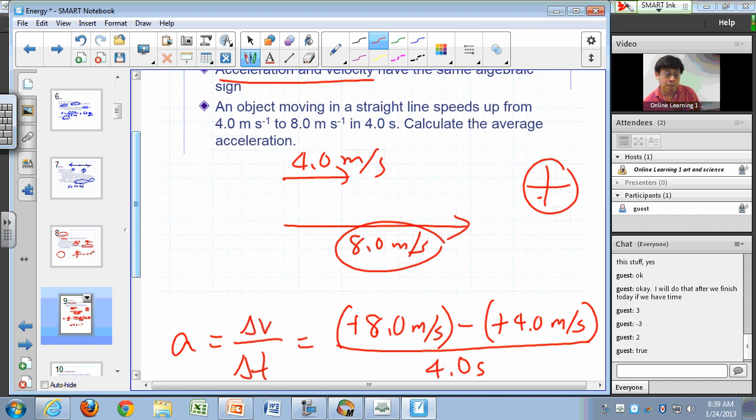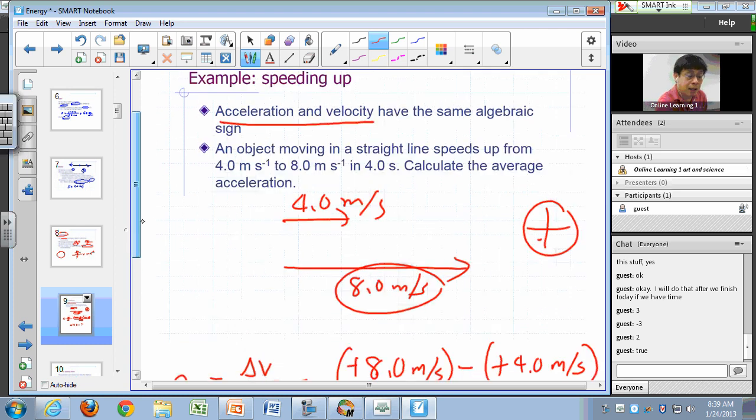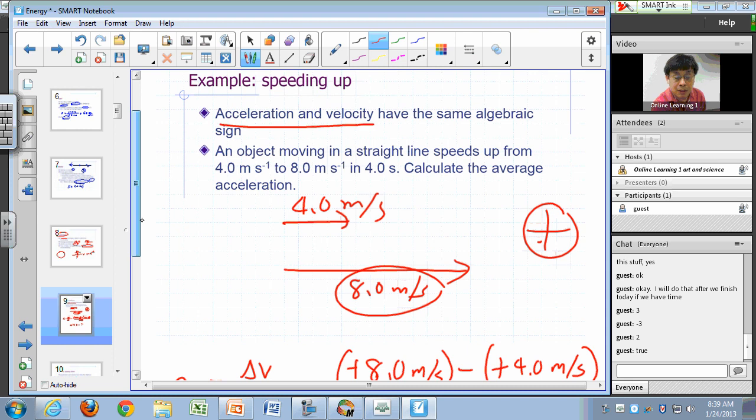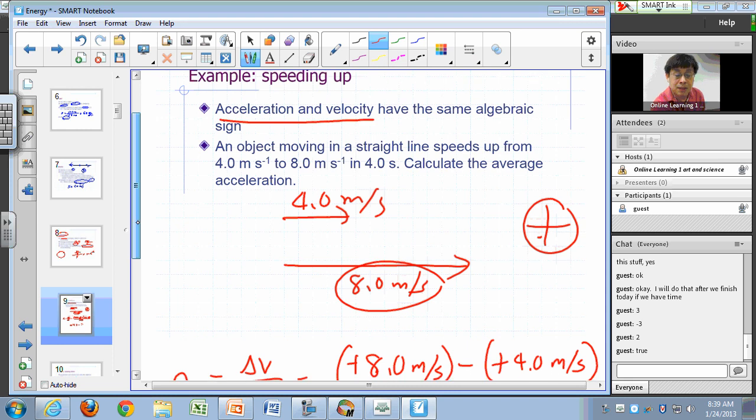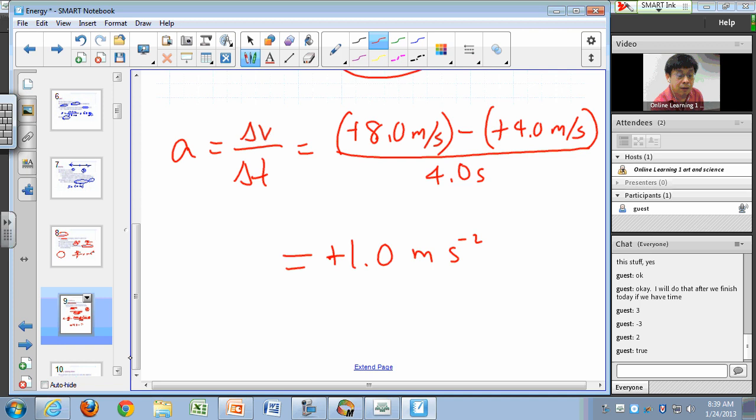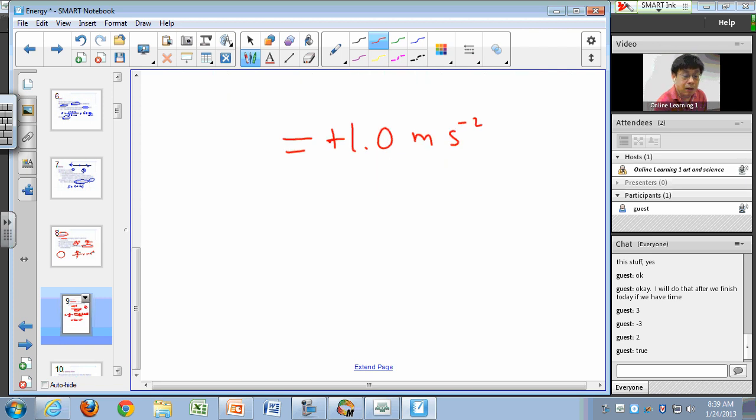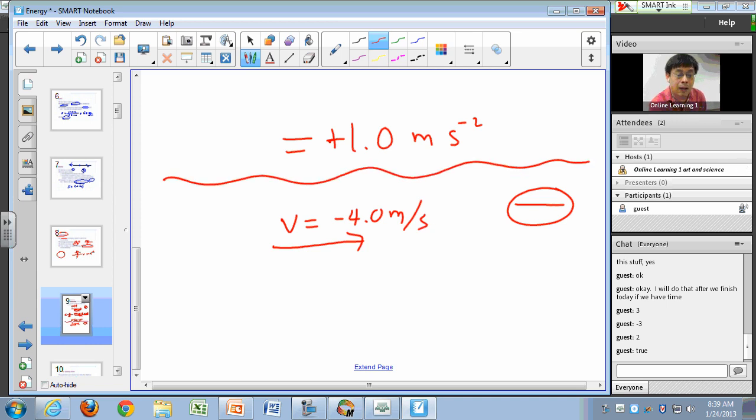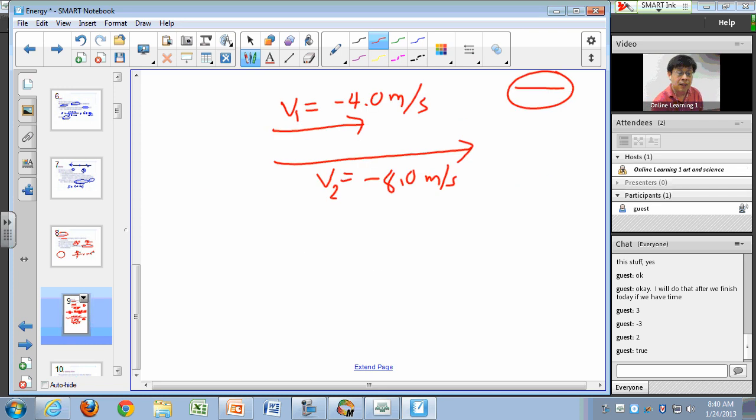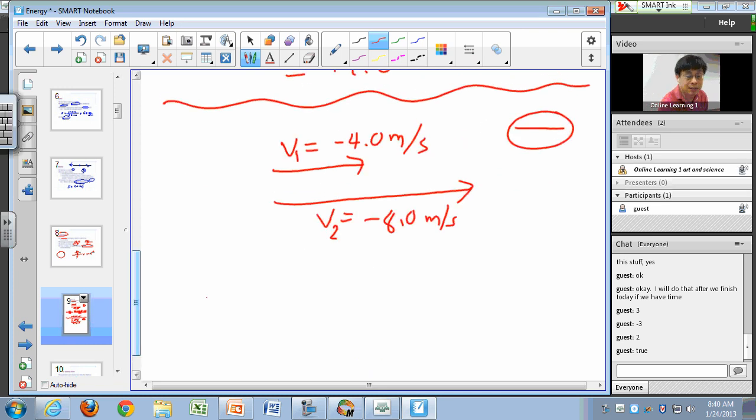So if you're speeding up in a particular direction, if the velocity is positive, so is the acceleration. Now, let's assume that that direction is actually negative. So we're going to say our initial velocity would be, let's take this as the negative direction, negative 4.0 meters per second to begin with. And then later, your final velocity, v2, is negative 8.0 meters per second. If you take that direction as the negative direction, what's our acceleration? You're still speeding up in that direction, but what's our acceleration here?